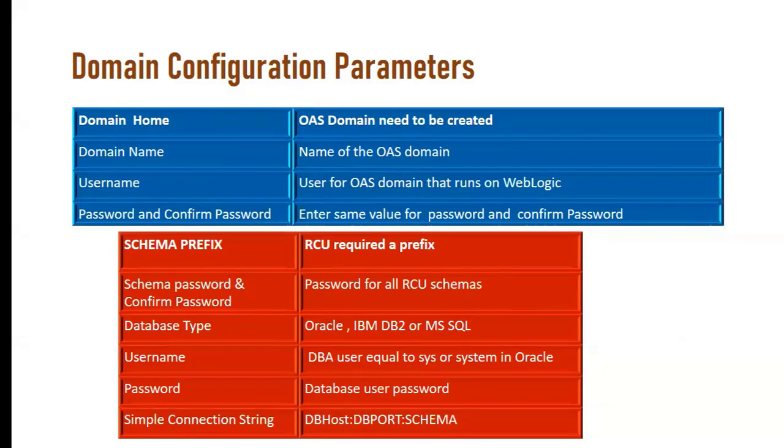The schema prefix, which is RCU specific, the RCU prefix, and schema password and confirm password, which are required for the newly created RCU. If you want to provide new values, then you can enter them. Database type: Oracle, IBM DB2, Microsoft SQL are supported. Username and password which you want to give for the SYS or SYSDBA role, the privileged username and password. And if you are going to use an existing database, then in that case, you are going to use the STB username and password. Sample connection string, which will be formed with the database host, database port and schema.